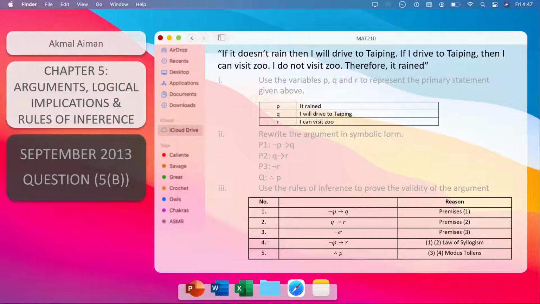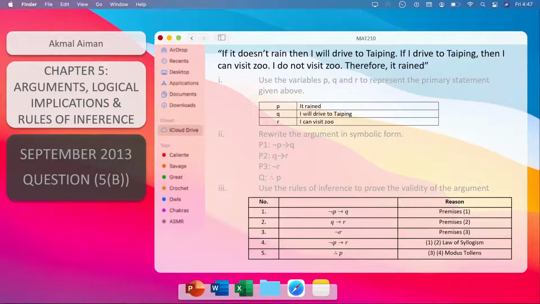Number 2, rewrite the argument in symbolic form. For premise 1, not P conditional Q. For premise 2, Q conditional R. For premise 3, not R. And the conclusion for the argument is P. Number 3, use the rule of inference to prove the validity of the argument. We recreate the table based on my fellow member Nazman Shah's solution, so I'll use this solution as well.